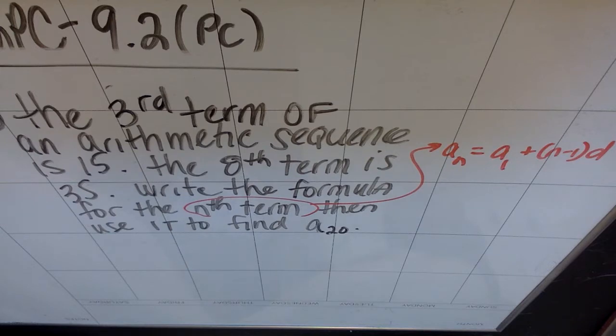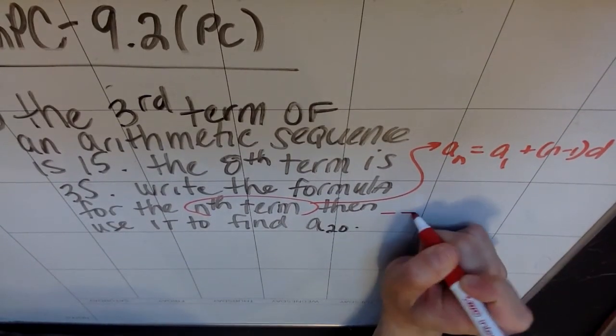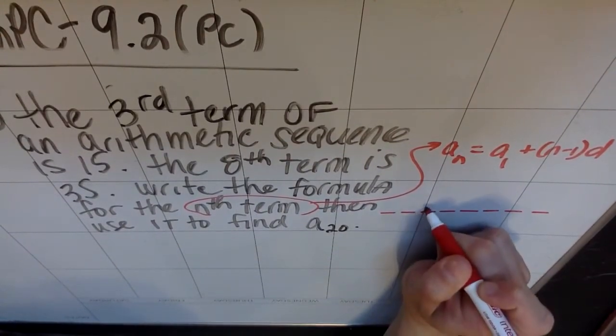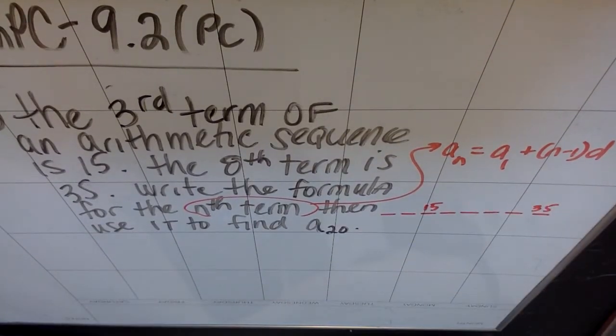One way to do this, if you feel more comfortable with a visual representation of this problem, is to literally draw out 8 blank spaces and put the number 15 in the third one and the number 35 in the eighth one and then figure out the common difference. I'm going to walk you through a couple of options. I think I can squeeze in 8 lines over here: 1, 2, 3, 4, 5, 6, 7, 8. The third term is 15, the eighth term is 35, and then I could figure out exactly how many common differences I would need to get from the 15 to the 35. I'm going to show you another way to do that in a sec.